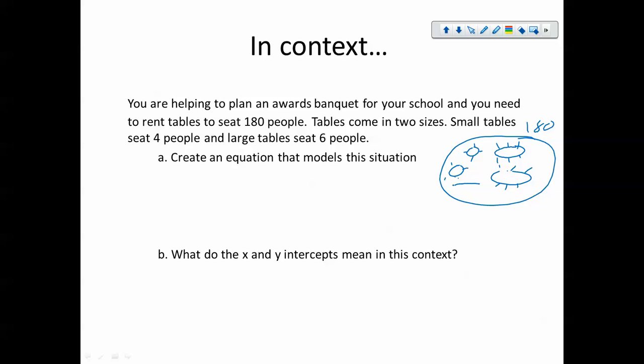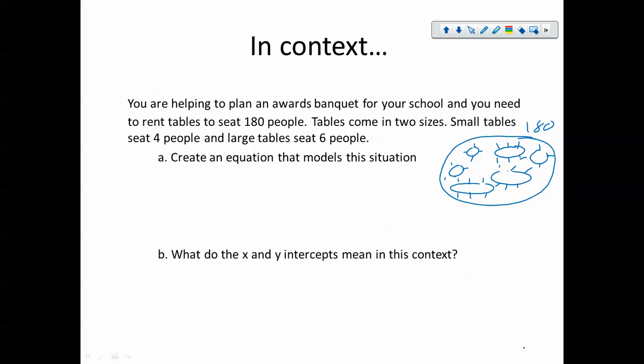I'm just drawing a picture of the situation, right? And we need all of these tables to seat a total of 180 people, right? That's what we need to do. All right, so how can we model that? We need 180 people to be sat, right?